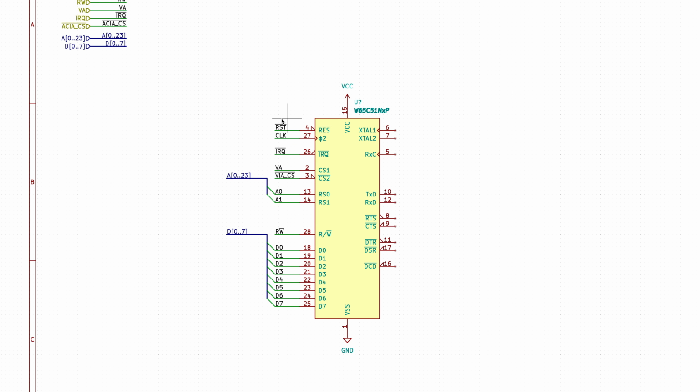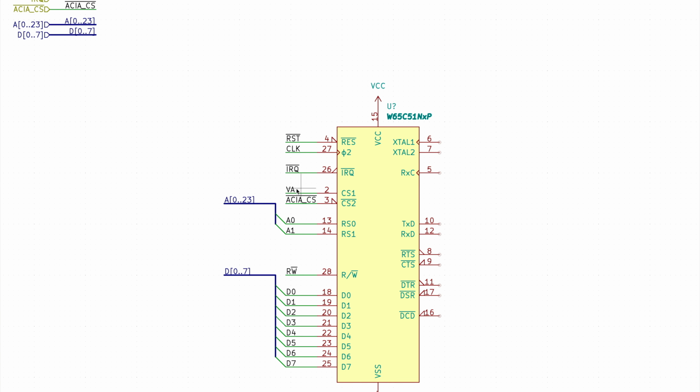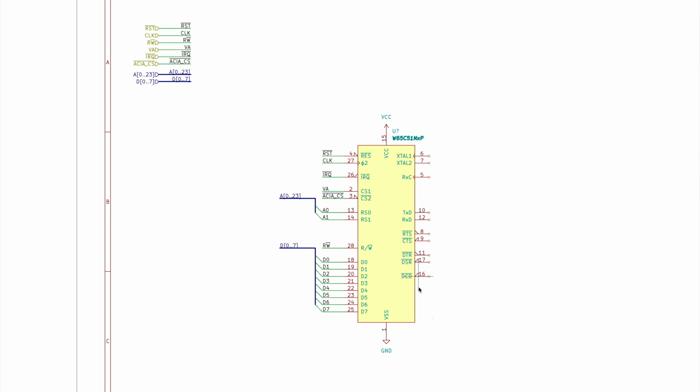These are all the CPU side pins connected. On the chip select side, I'm using the valid address pin to only select the chip when the CPU is outputting a valid address. And then I'm using the ACIA chip select, which is our second chip select in our address decoding, so that the chip has its own address range. And then I'm selecting the 4 registers using A0 and A1. And so yeah, this is everything on the CPU side.